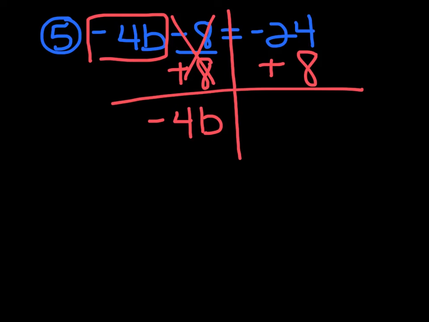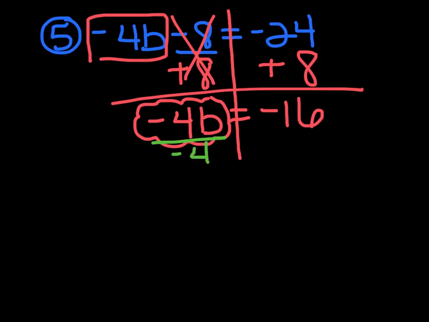And then -24 plus 8, look at that, you've got opposite signs. When you add opposite signs, you subtract. 24 minus 8 is 16. Your bigger number is -24, so that's negative. Remember, that indicates an equal sign. So what you have is -4b is equal to -16. This represents multiplication right here. So to undo multiplication, you divide.